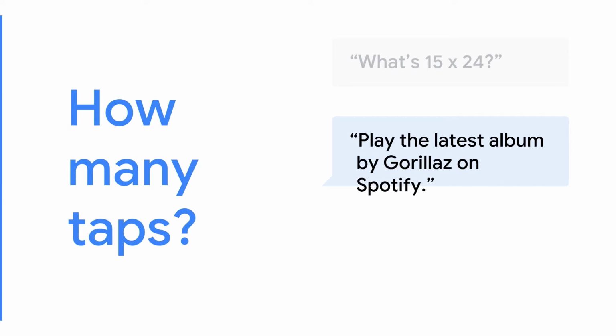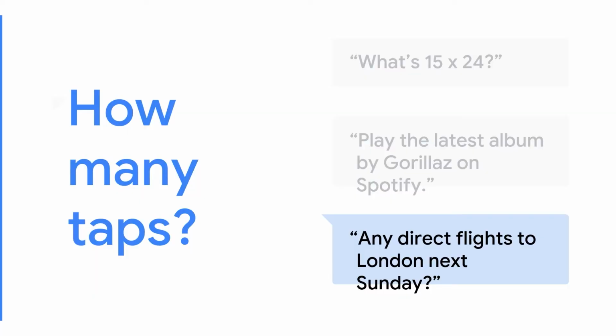You've got to unlock your device, scroll to find the app, tap on it, tap on search, and look for it. Maybe you have it saved in your library or something like that. Quite a few taps though, right? How about this last one?